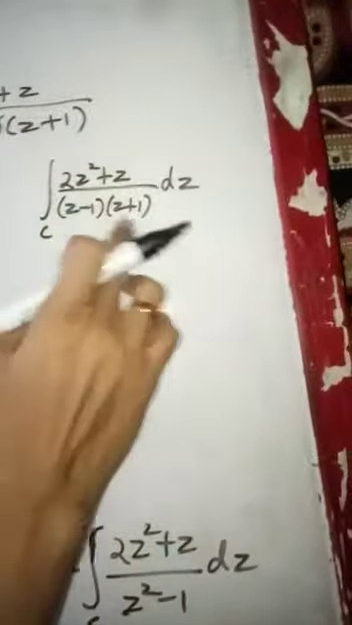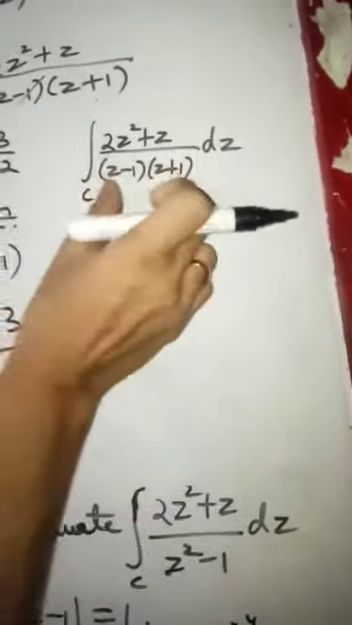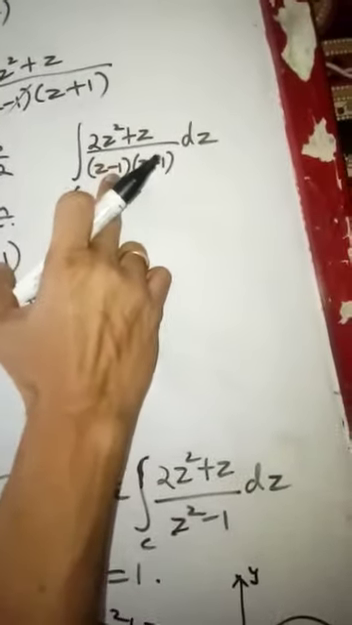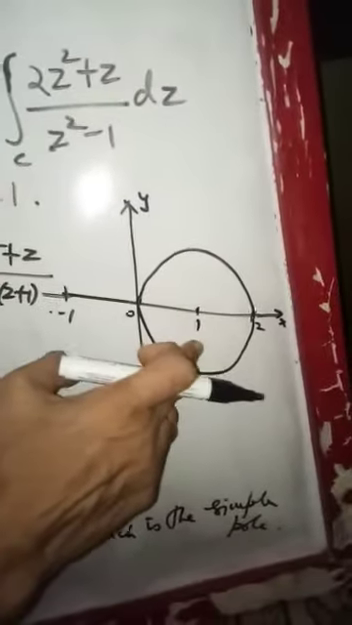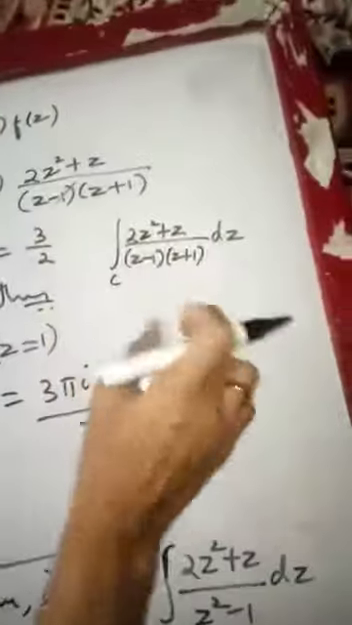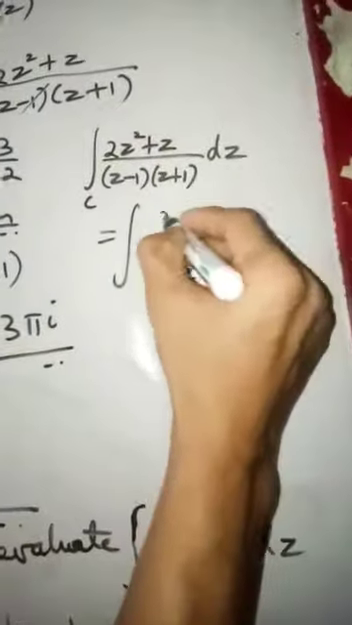Now how to use Cauchy integral formula? You have to see the factors. On seeing the factor, you have to choose a z naught. In this factor, z naught is 1. In this factor, z naught is minus 1. Which lies inside the circle? 1 only lies inside the circle. Minus 1 lies outside the circle. Which lies inside the circle, you keep that factor in the denominator. Do you remember? And the other factor you can take it to numerator.